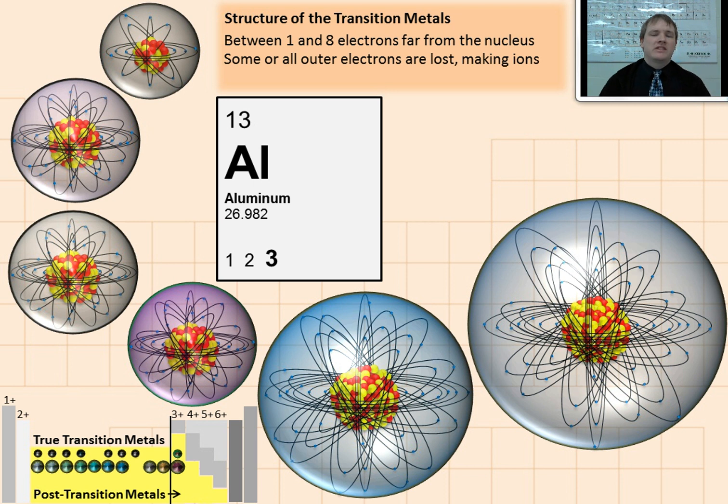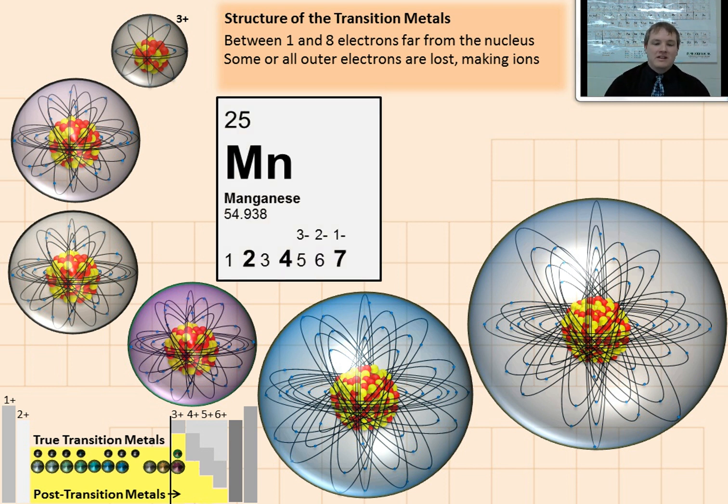Let's look at what that looks like on our aluminum atom. As you watch what happens, 3 electrons fly away from the aluminum atom and it forms a 3+ ion. That's what we would expect for an element in the 3+ column. But what about some of the elements in that rectangular center section? Well, take a look, for example, at manganese.